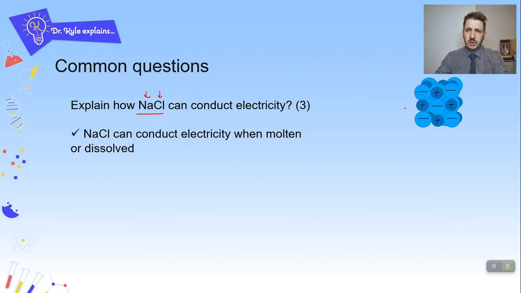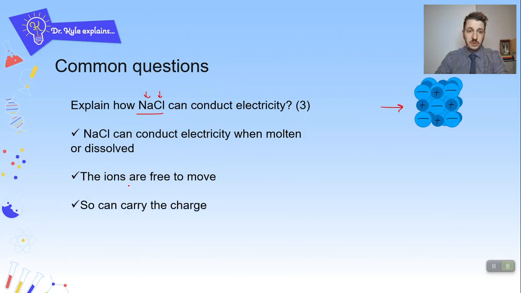So we've got our structure over on this side here of our NaCl. And so once you dissolve or melt these ions, the ions are then free to move, so they can carry the charge. So your 3 marks are coming from they can conduct when they're molten or dissolved, ions are free to move, and so they can carry the charge.